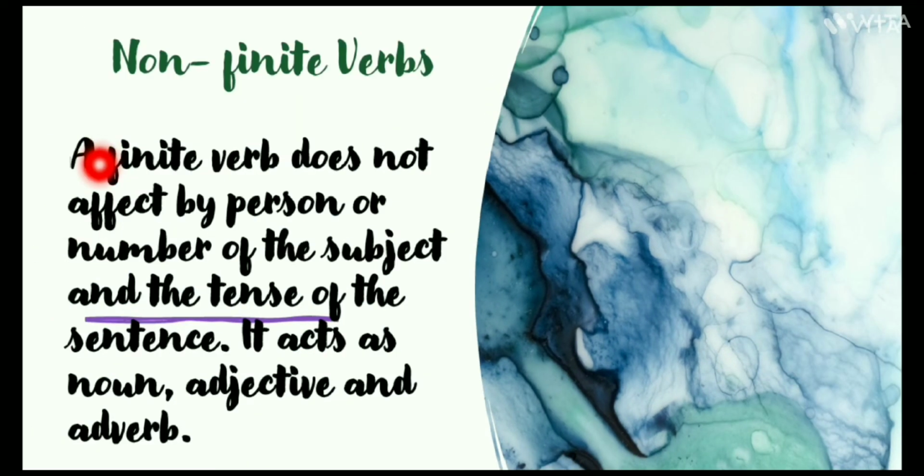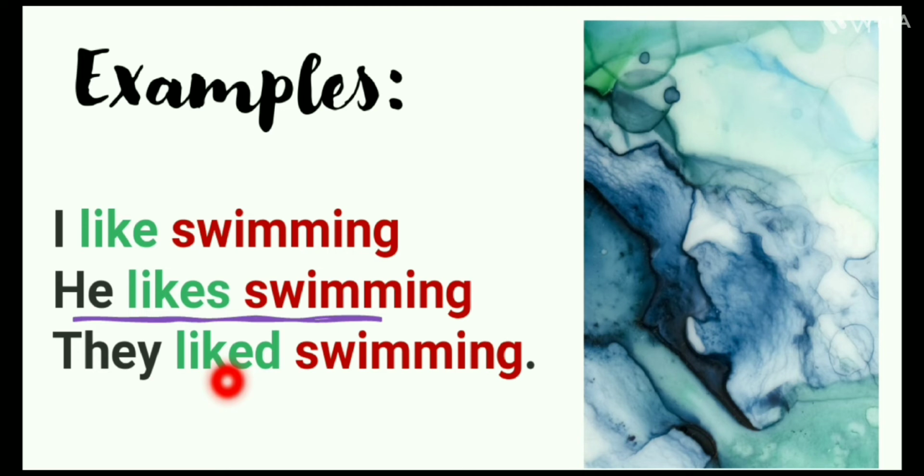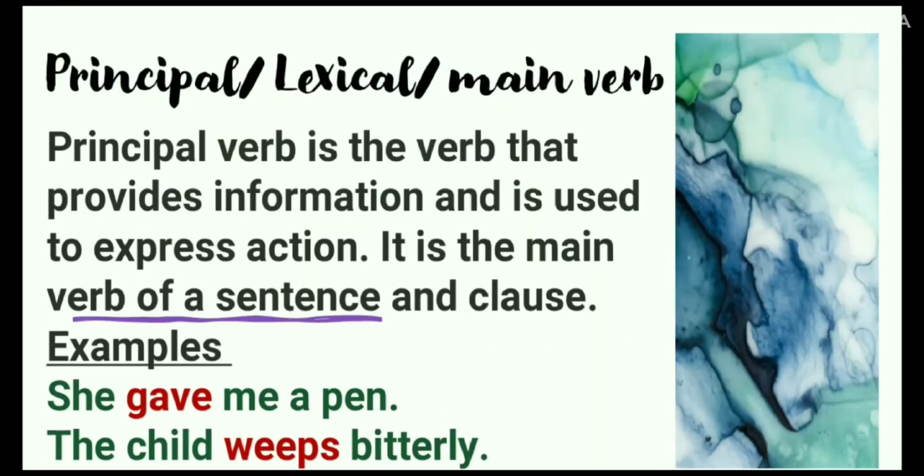What are non-finite verbs? A non-finite verb is not affected by the person or number of the subject and the tense of the sentence. It acts as a noun, adjective, and adverb. Examples. I like swimming. He likes swimming. Or they liked swimming. You can see over here that like becomes likes if we change the person I to he, and it becomes liked if we change the tense. That's why this is our finite verb: like, likes, and liked. This is a finite verb that is changing itself according to the person or tense. But swimming doesn't change in all 3 sentences because this is a non-finite verb.